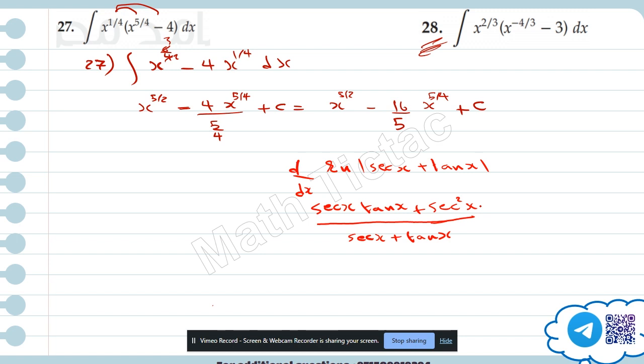Now we can take secant as a greatest common factor. So this is equal to secant x multiplied by tan x plus secant x, divided by secant x plus tan x. Then we can simplify. Since we have this the same as this, we can simplify them together, so the derivative is equal to secant x. That's it.